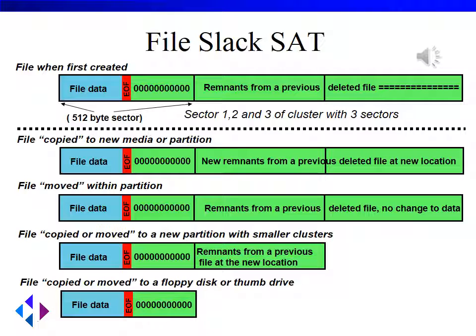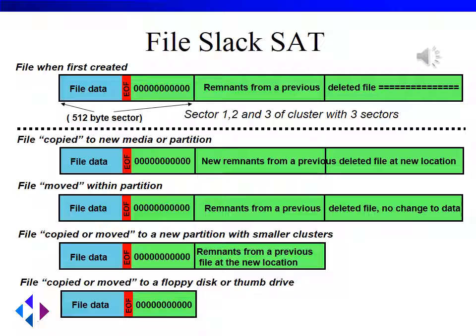If we move the data within a partition, nothing changes. Mainly because all we were doing when we move it within a partition is changing its position in a directory structure and not actually moving the data itself. If we file copy or move to a new partition with smaller clusters, let's say a 2-sector cluster, then the first sector would still be the same. We'd have the file data in the file marker and the memory slack, and we'd have the remnants from a previous file at that new location, just like we would if it was 3 sectors allocated.